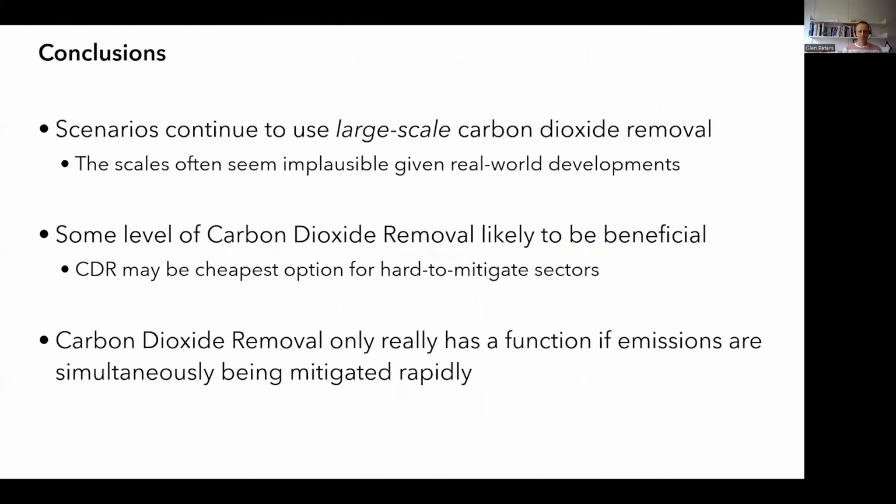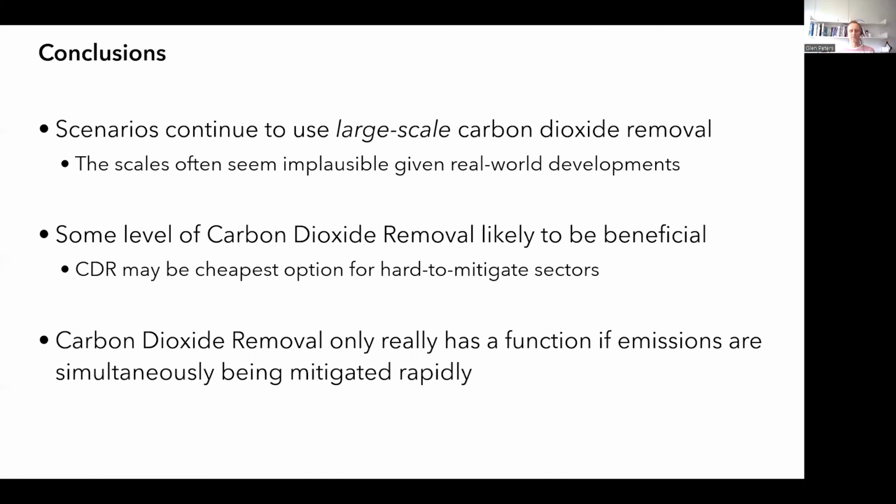So just wrapping up, scenarios use large-scale carbon dioxide removal. I would argue, some will disagree with me, that the scale is implausible given the real-world developments. Now, I expect that we would have some level of carbon dioxide removal. The question is really how much. Some level of carbon dioxide removal is likely to be beneficial. As I mentioned, maybe carbon dioxide removal is the cheapest option in some sectors that are hard to mitigate, let's say chemical manufacturing, and maybe we need it to offset, let's say, fertilizer use, so nitrous oxide emissions in agriculture and so on.